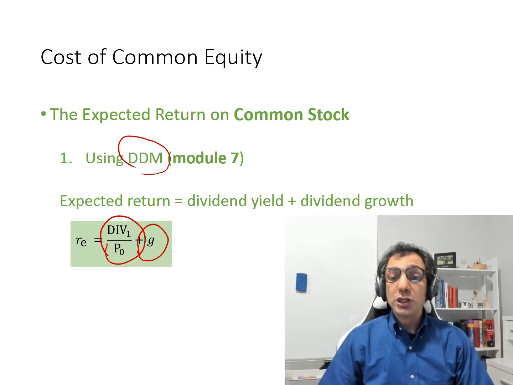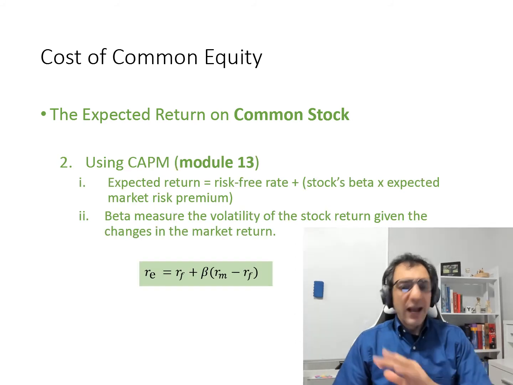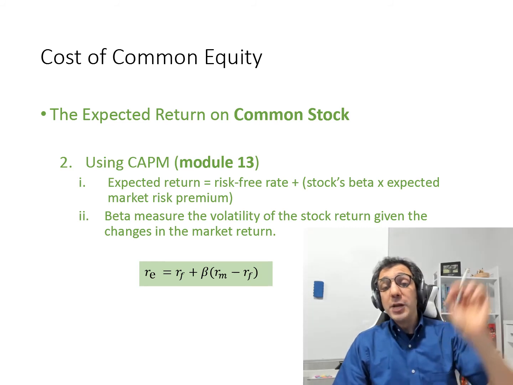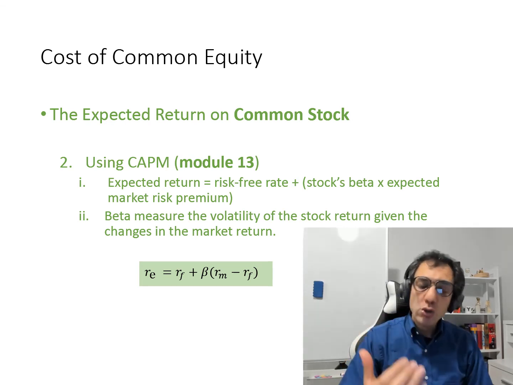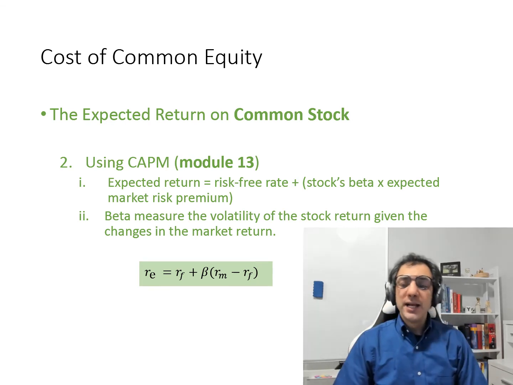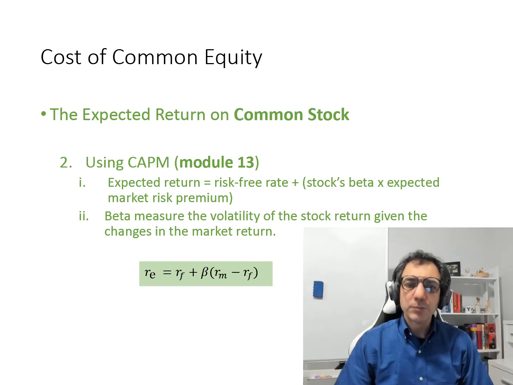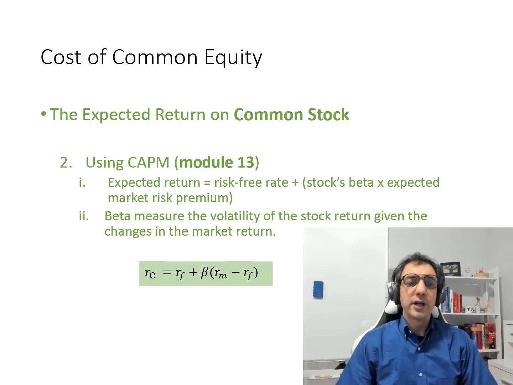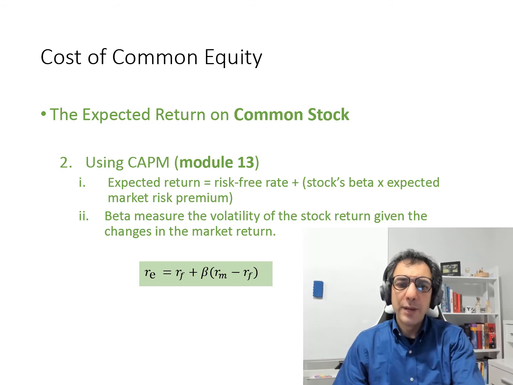Another approach is using CAPM. What is CAPM? We haven't talked about CAPM yet, the Capital Asset Pricing Model. In Module 13, I will talk about the Capital Asset Pricing Model, and I will show you how we can estimate the cost of equity. But for now, I'm just going to briefly explain how we can use the CAPM to find the cost of equity. The argument here is, based on CAPM, the expected return has two major components.